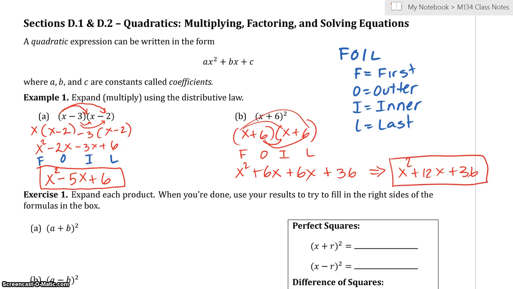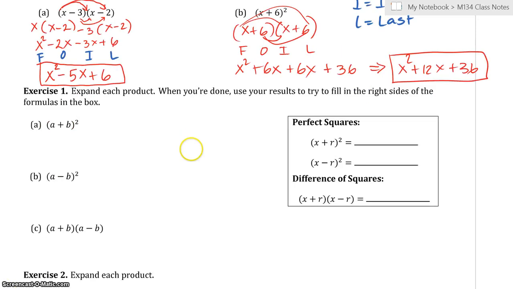So I'm going to pause now, and I would like you to try exercise 1. Try to expand each product, and then we'll talk about the results in a minute. So go ahead and pause and try this on your own. Hopefully you got something like this. This is the answer.